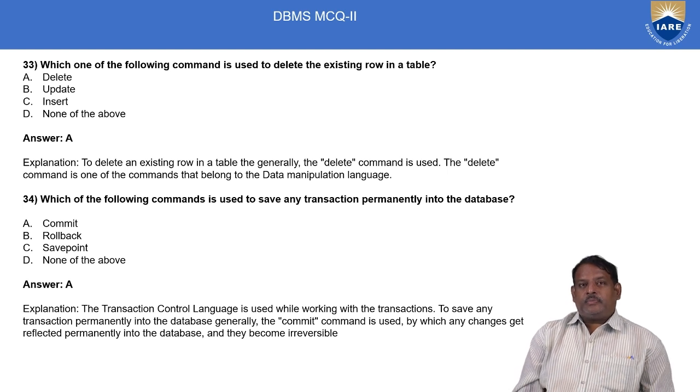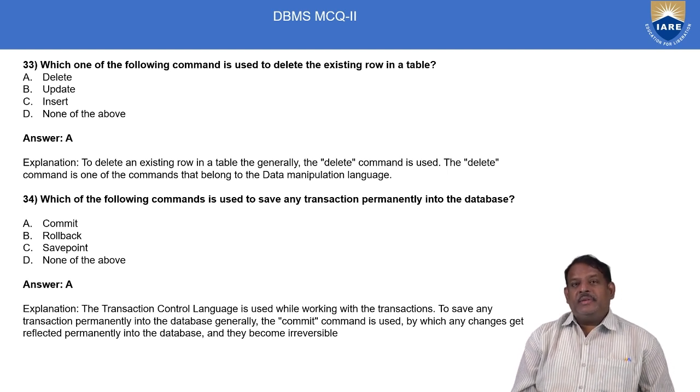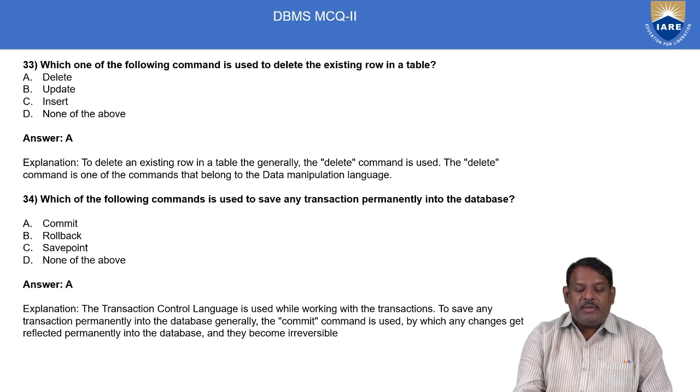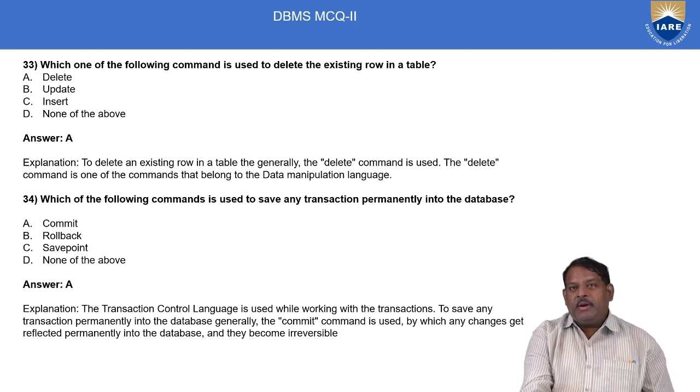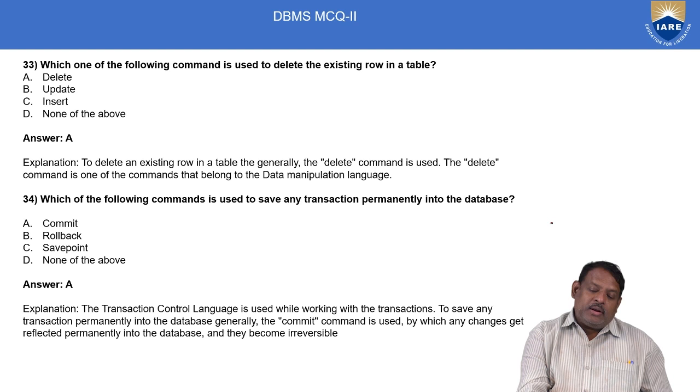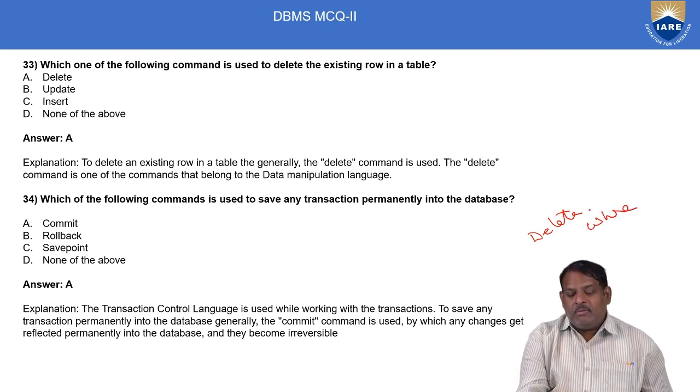Explanation: to delete an existing row in a table, generally the delete command is used. The delete command belongs to DML. Delete is to remove a record from the database, and it can remove one or more records. If you mention the where clause, only the records satisfying that condition will be deleted. If you don't give the where clause, every record in the table will be deleted.